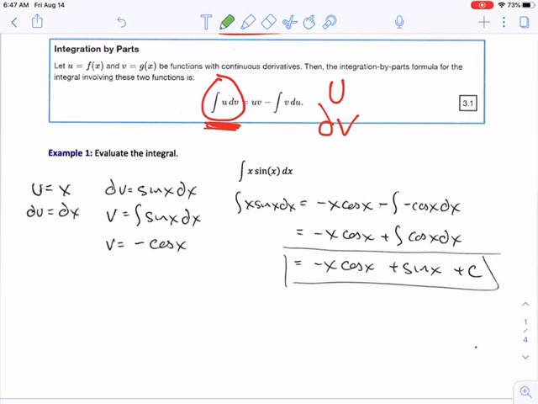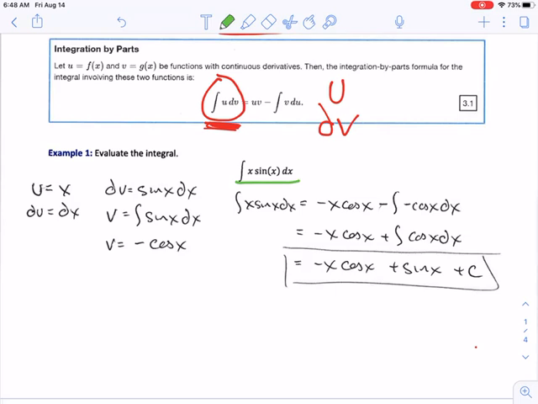And then dv will be whatever is left over, basically, all right? So let's just take a look at how we do this problem. We have x times the sine of x. Now, first of all, how do we even know that we have to do integration by parts?